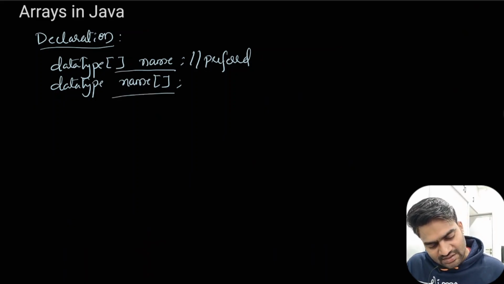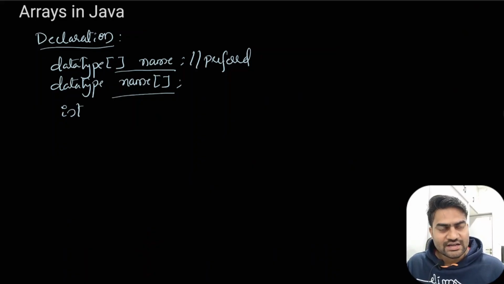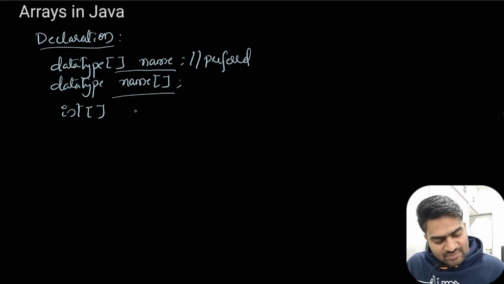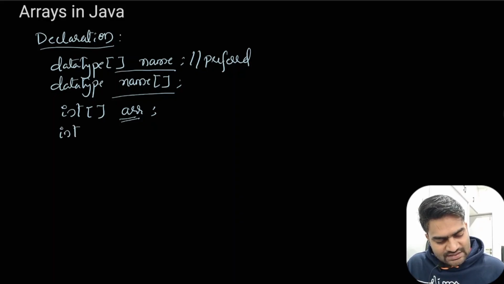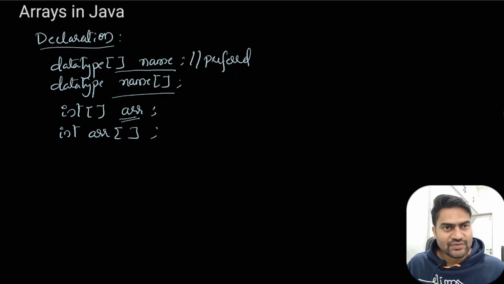Say for example, I am trying to declare an array of integers and its name is arr. This is my dynamic declaration of this particular array where I am not specifying its size. I can declare like this, or I can also declare something like this. So this is how we do the array declaration.